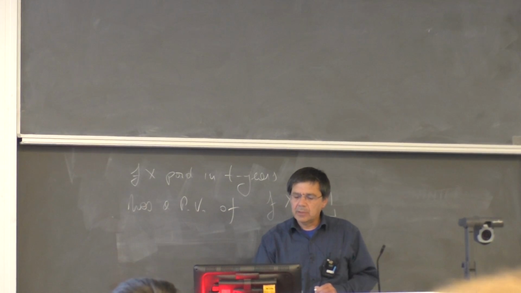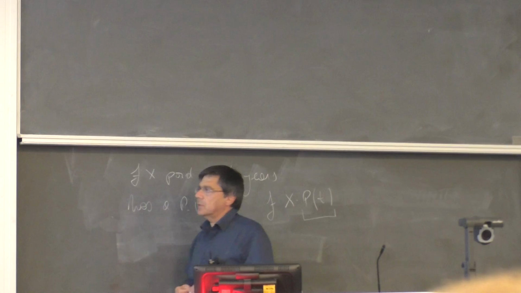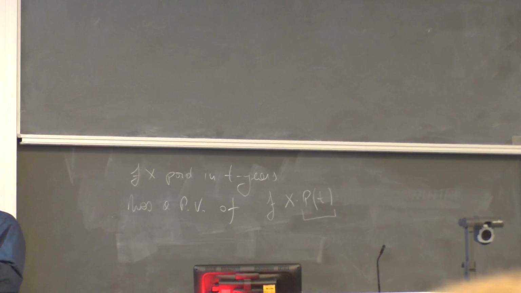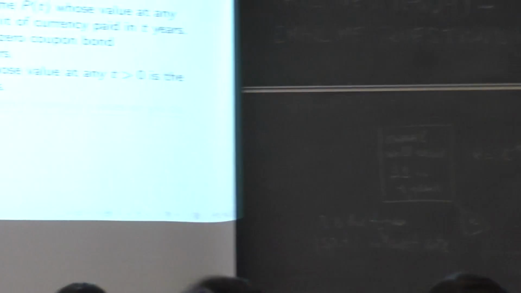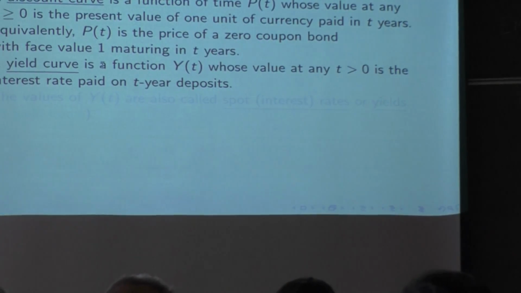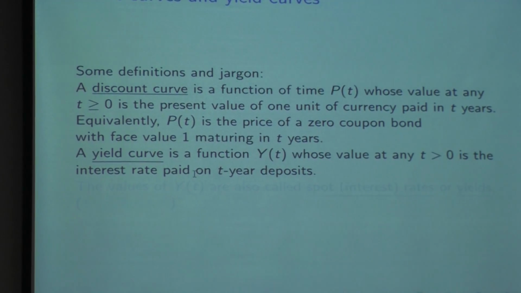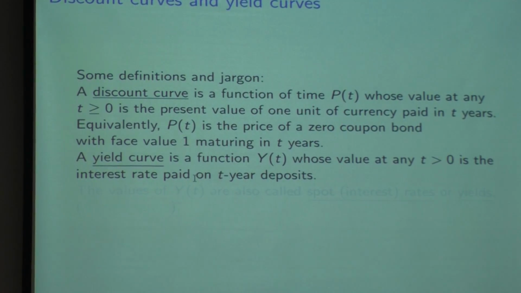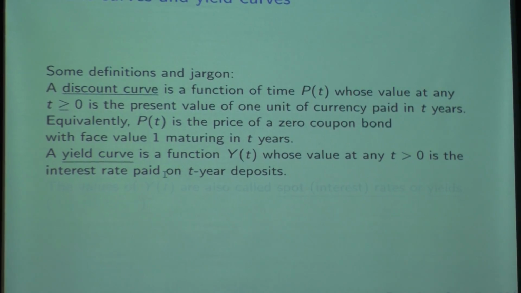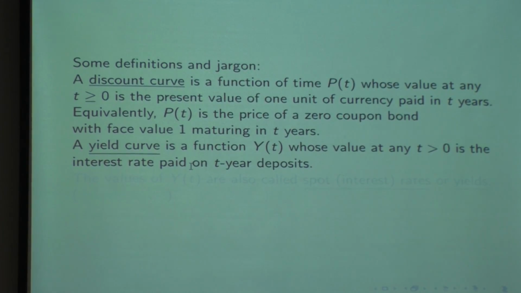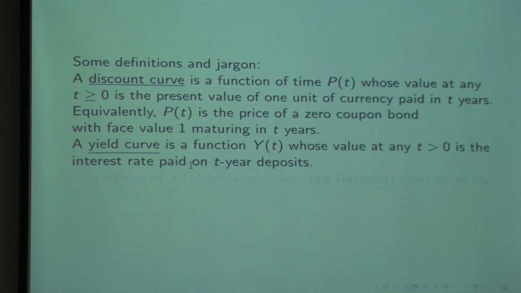And I want to introduce another function of time, which is going to be the yield curve. So the yield curve is telling you what are the various interest rates for t-year deposits. So you go to the bank and you say, I want to deposit money for t years. The bank looks at y of t and it tells you that's your interest rate. So y of t is the interest rate paid on t-year deposits. And here let me remind you that when we talk about interest rates in this course, unless I tell you otherwise, we're talking about continuously compounded interest.